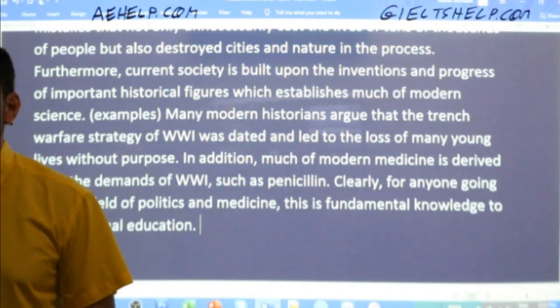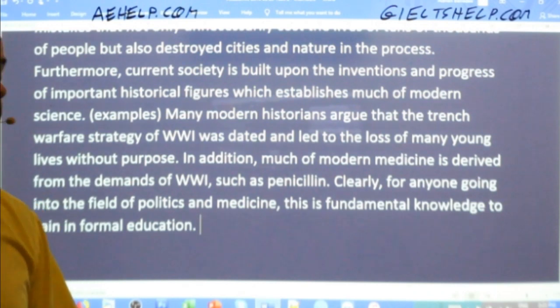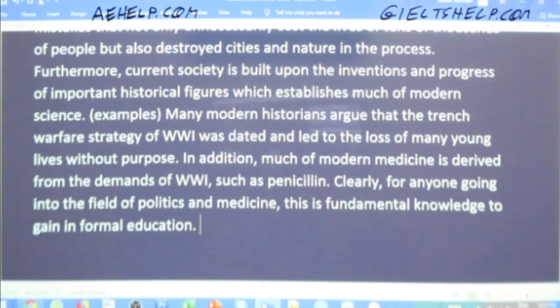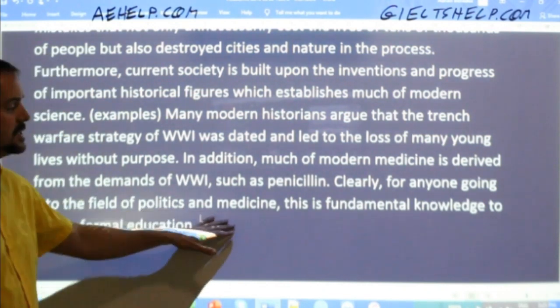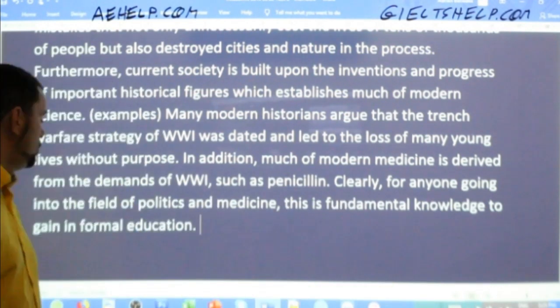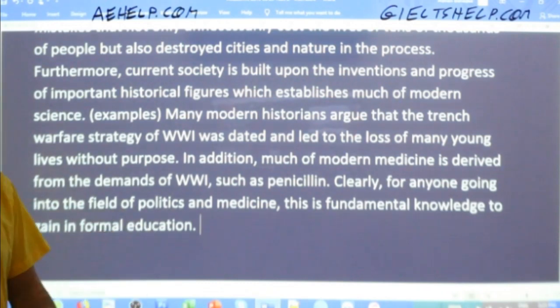Finishing it up with a little bit of a concluding sentence. Clearly, for anyone going into the field of politics and medicine, this is fundamental knowledge to gain from formal education.